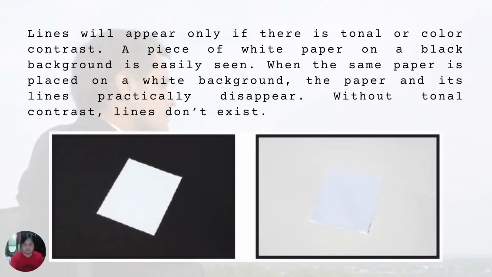Now, lines will appear only if the tonal or color contrast is very apparent. A piece of white paper on a black background is easily seen, like in the image on the left. When the same paper is placed on a white background, then the paper and the lines practically disappear. Without tonal contrast, lines do not exist.